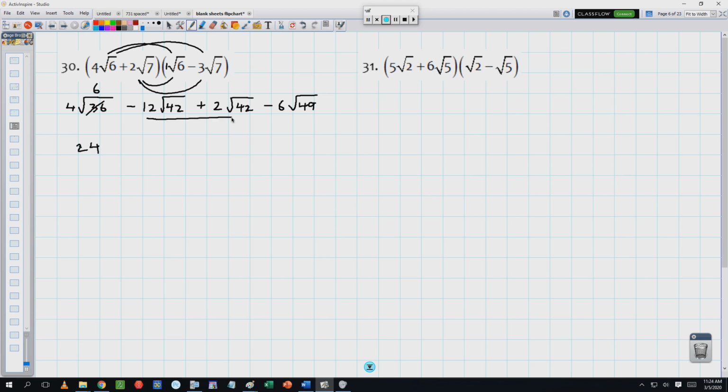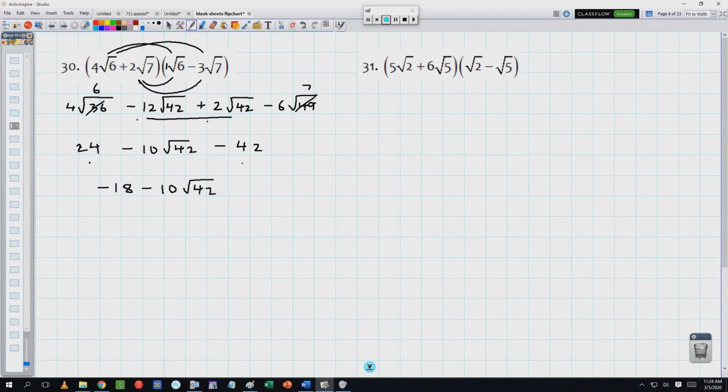These two terms here in the middle, I'll combine those. They're the same radical. Negative 12, positive 2 would be negative 10 radical 42. On the end, we have the square root of 49, which is a 7. Negative 6 and 7 make negative 42. We'll take this first number here, this last number here, combine those. That'll be negative 18. Take away 10 radical 42.